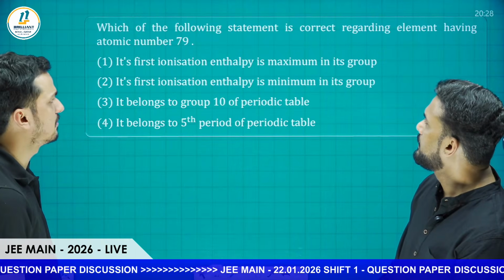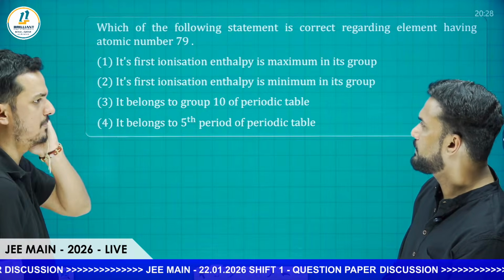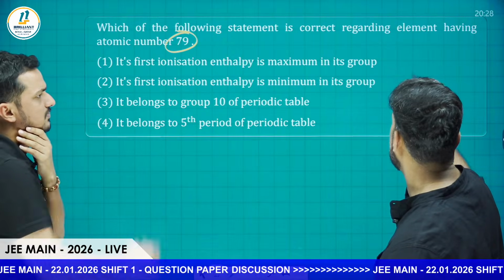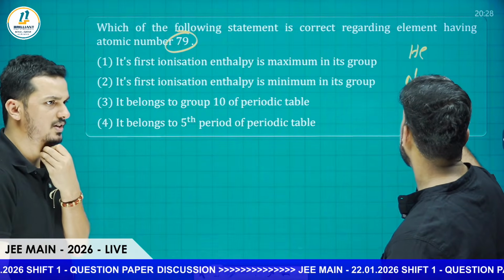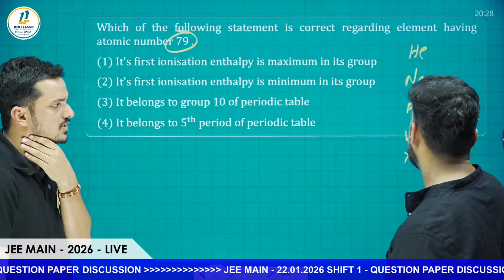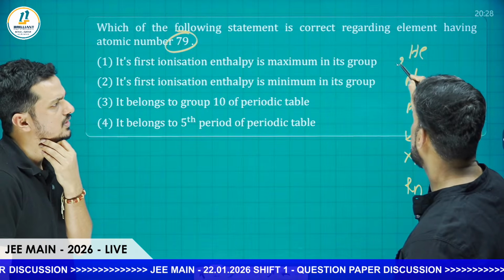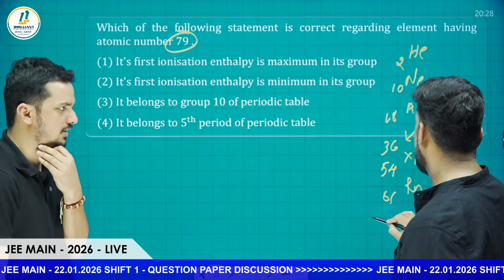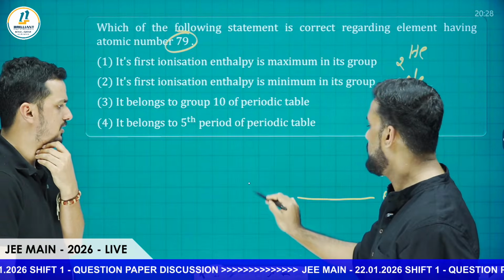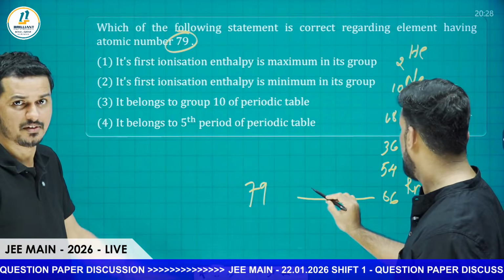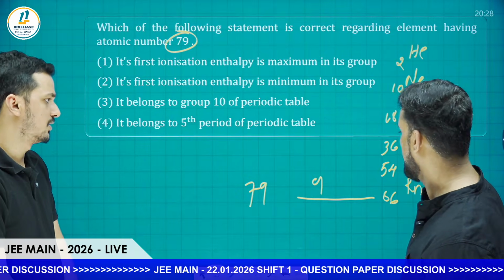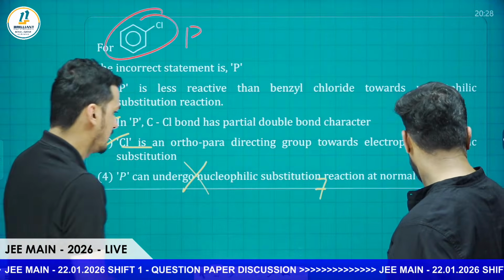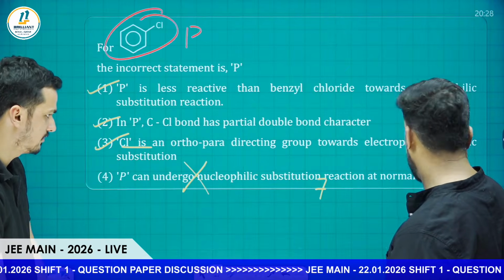Next one: which of the following statements is correct regarding the element having atomic number 79? This one we have to keep in mind. Based on the noble gases, helium, neon, argon, krypton, xenon, and radon, the atomic numbers are 2, 10, 18, 36, 54, 86. So 86 minus 79 is 7, so 7 should come.